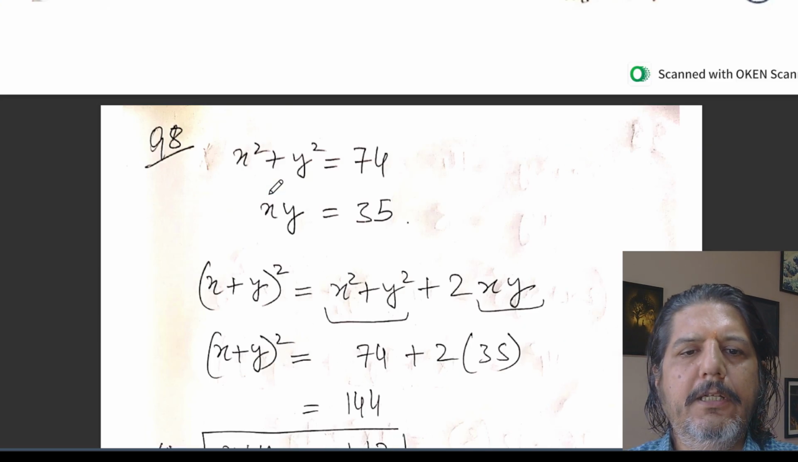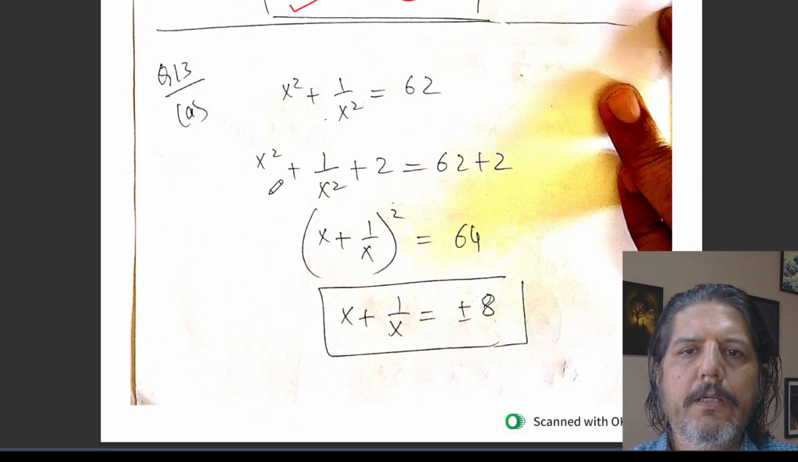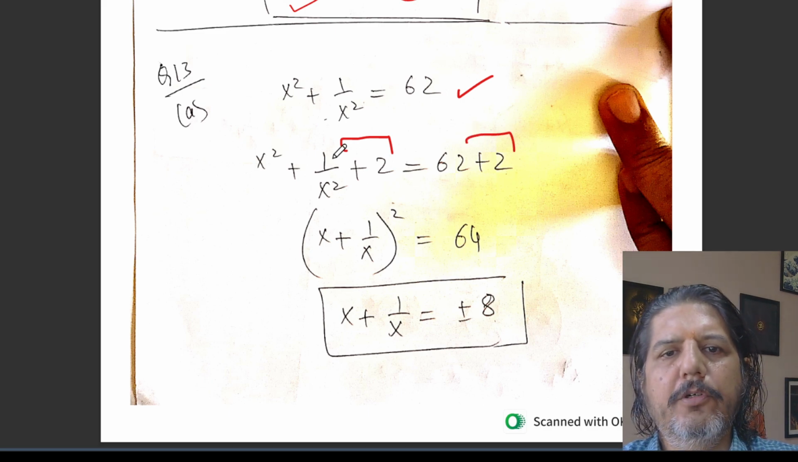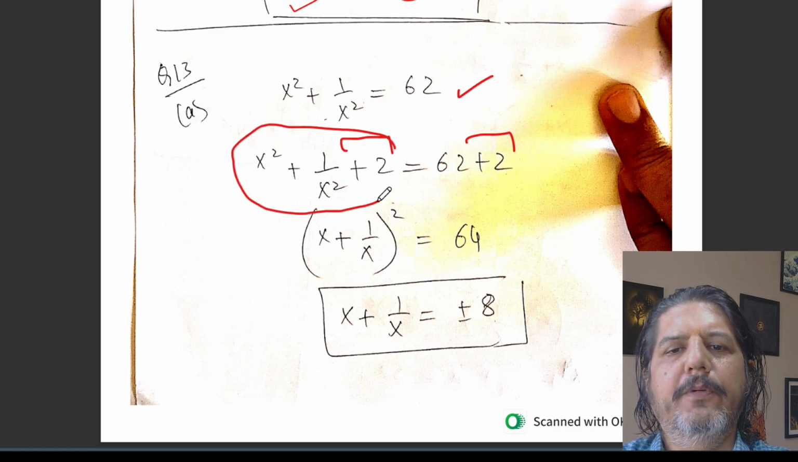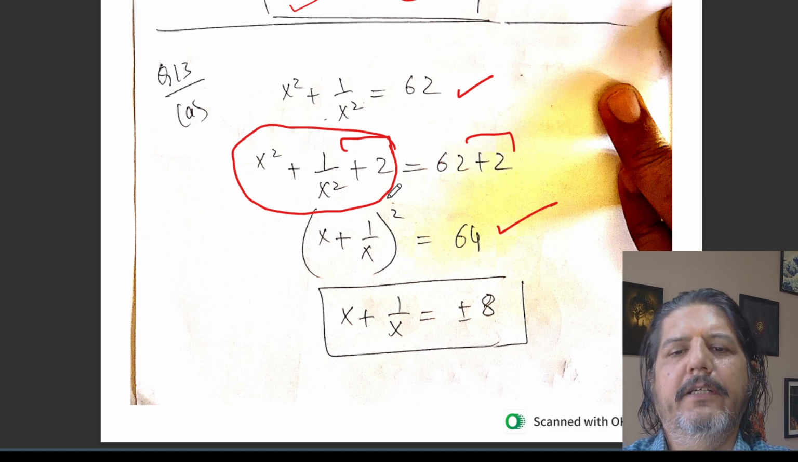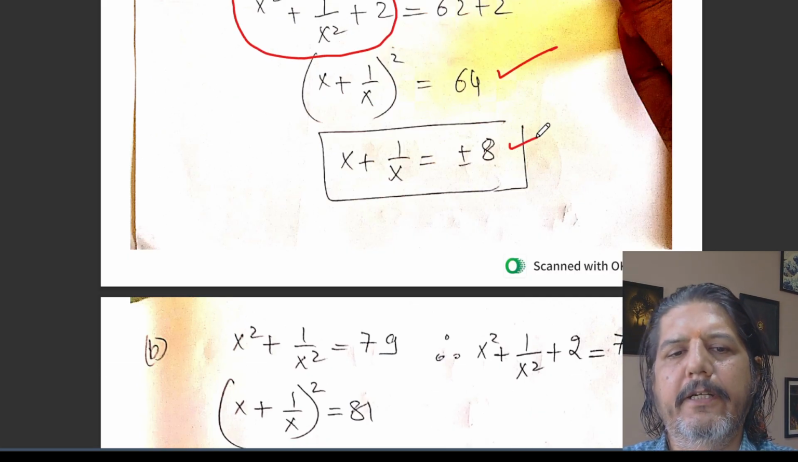So question number 13, A part. We are given the value of x square plus 1 upon x square is equal to 62. So what I do is I add 2 on both sides. Why do I add 2 on both sides? Because if I add 2 on the left hand side, the left hand side becomes the expansion of x plus 1 upon x whole square. So if x plus 1 upon x whole square is equal to 64, then I understand that the value of x plus 1 upon x would be equal to plus minus 8.